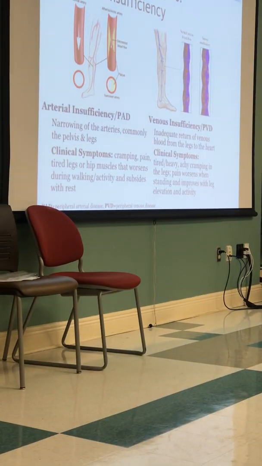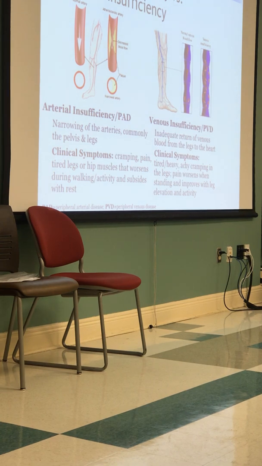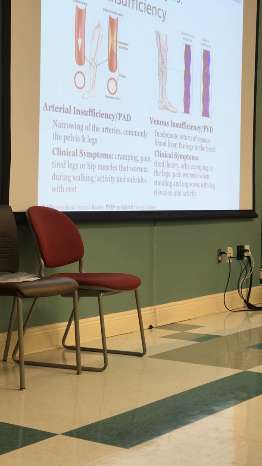So dependent rubor, elevated pallor. Okay? I lift their leg up, it gets white. I hang their leg down, it gets red and rosy. If I hang their leg down, they feel less pain. So that's why you'll see them laying in the bed and their legs are hanging off like this, all the time. If you work in a cardiovascular unit, pay attention. Those people with peripheral vascular disease are always hanging their legs down.